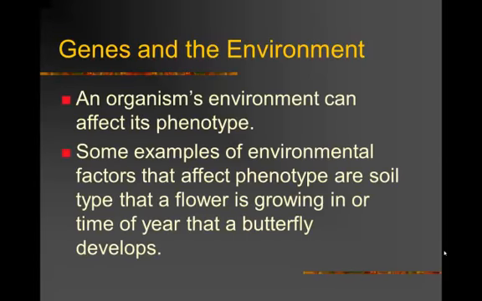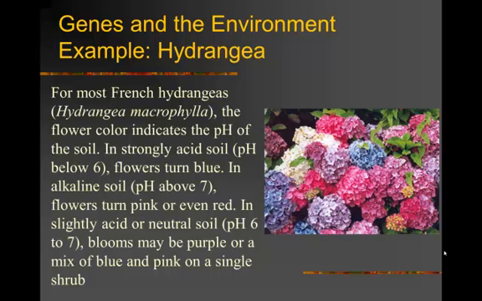Another thing that can affect genes and how they are expressed is the environment. An organism's environment can affect its phenotype. Now, this is not with all genes, but there are certain ones. Some examples of environmental factors that affect phenotype are soil type that a flower is growing in, or the time of year that a butterfly develops. So those are 2 examples. I'm going to use the example of the plant because I have a hydrangea at home, so I know how it works. With the hydrangeas, when you read this, you don't need to write this down or anything.